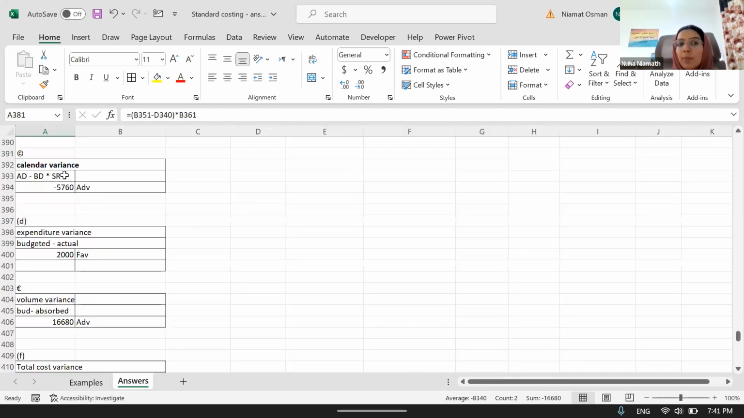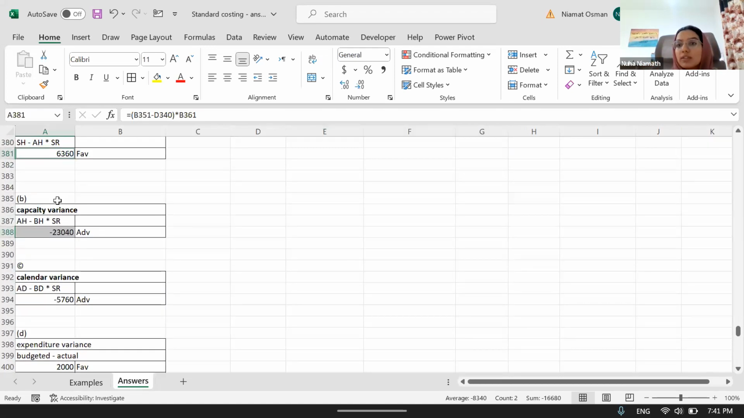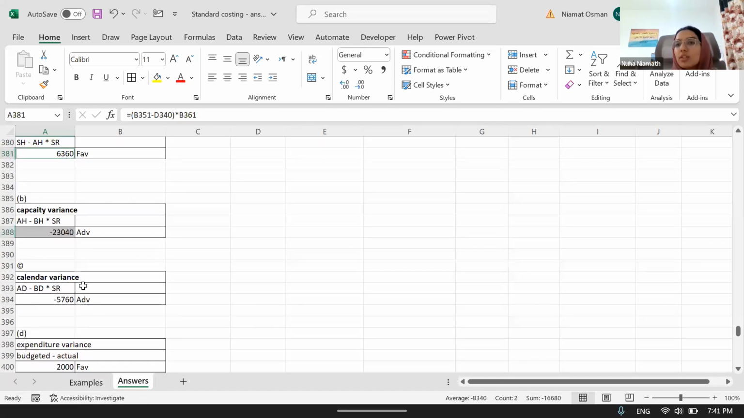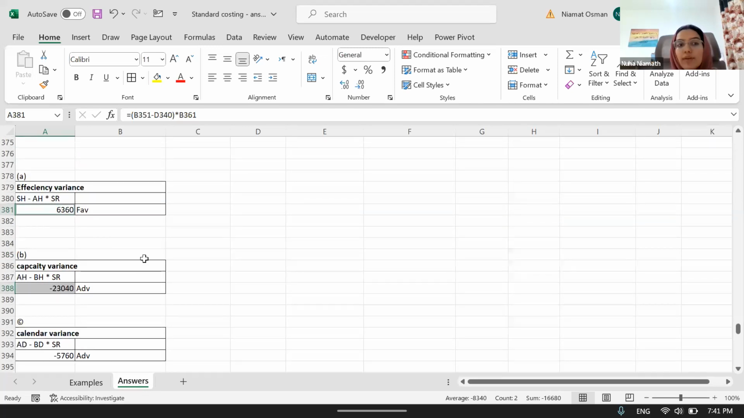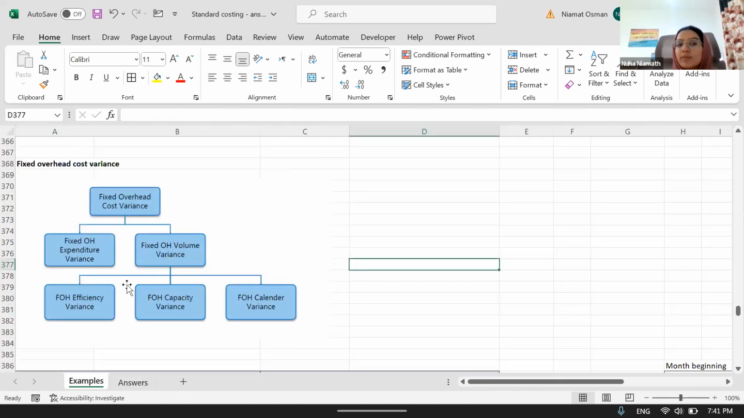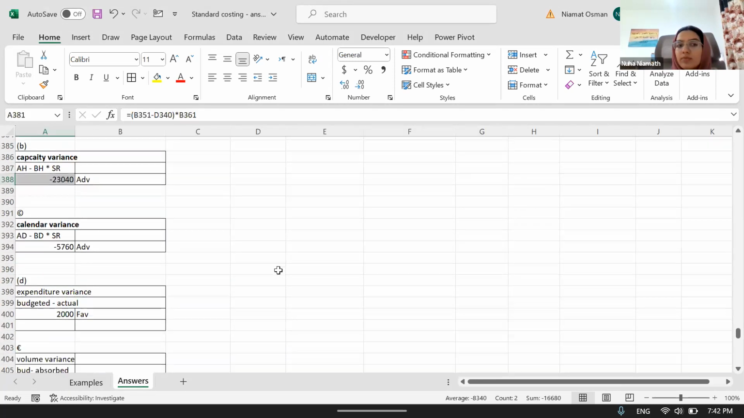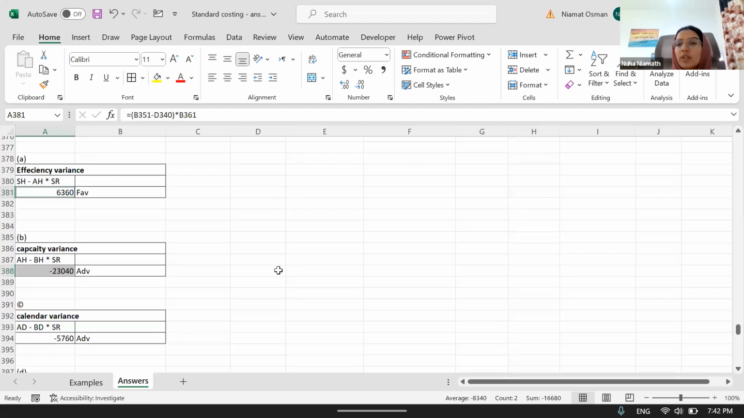Is that clear? Because both are calculated on the basis of hours. You cannot consider calendar because this is days. And your volume variance is calculated on hours. You cannot add up all the three. That's wrong. So you will only add up your efficiency variance and capacity variance, and that should sum up to your volume variance. Is it clear? Only efficiency plus capacity will be equal to volume. Calendar variance is separate because that is calculated on the basis of days. Clear, everybody? Is this question all clear? Shall we proceed?